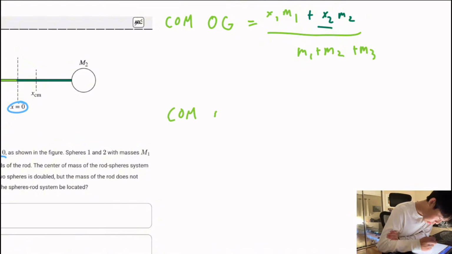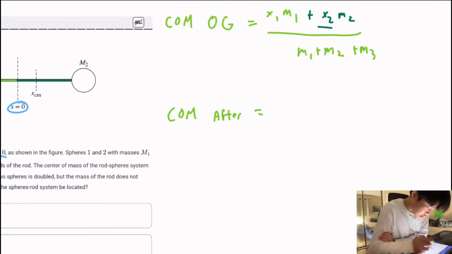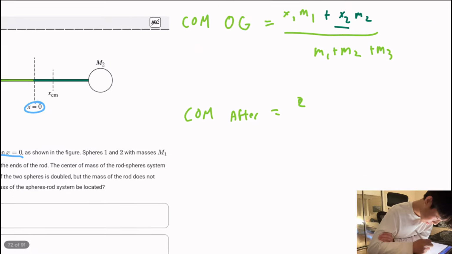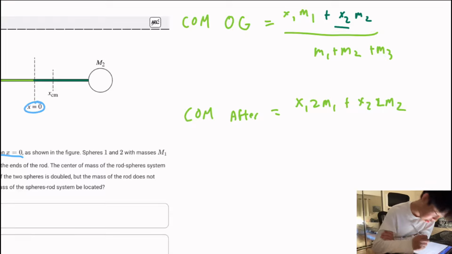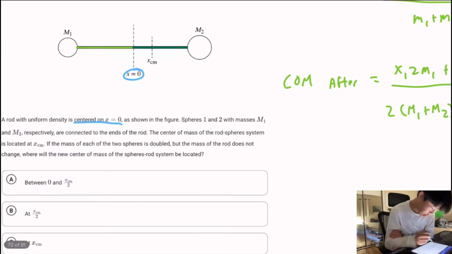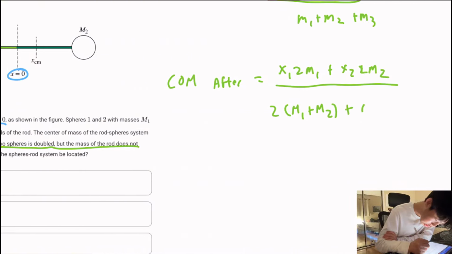Center of mass after. So now everything gets multiplied by 2, right? Let me just write the quick way, because you can just factor out a 2. And then on the bottom, I'm going to write the way you're supposed to write it, m1 plus m2. So it says the mass of each of the two spheres is doubled, but the mass of the rod does not change, which means the mass of the rod, which is m3, does not change.